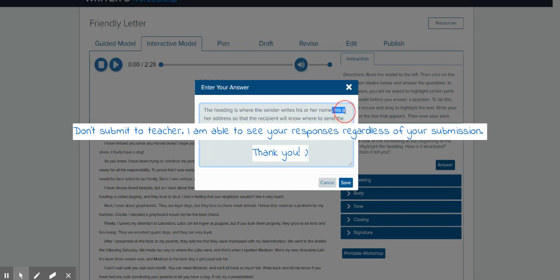Or you know what I could do? I can say, so I'm going to say the heading is where the sender writes his or her name and address. This way, the recipient will know where to send the reply. There we go, 2 sentences. Double check the spelling and the grammar, and let's click save.